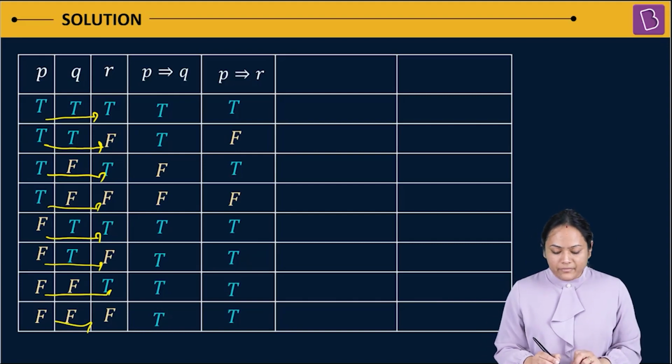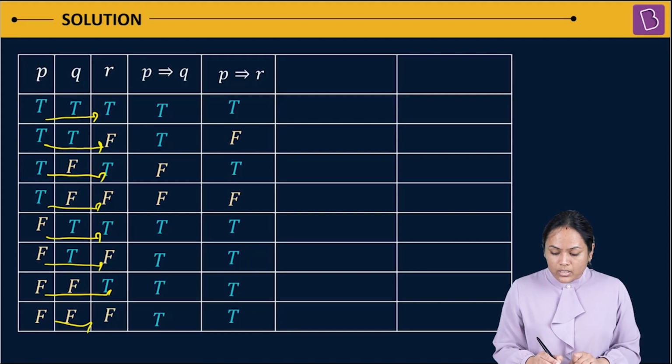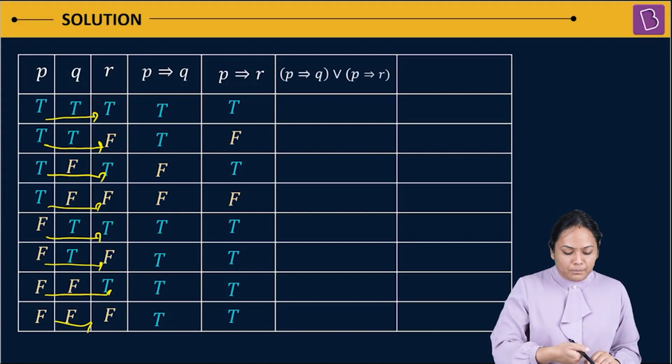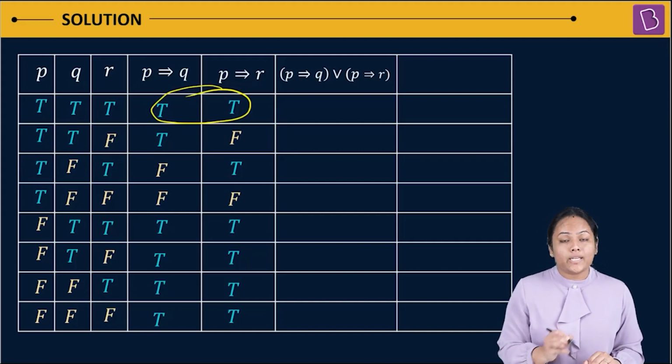Now what do we have? Now we have P implies Q or P implies R. So when I write P implies Q or P implies R, that means I have to take or in these two.